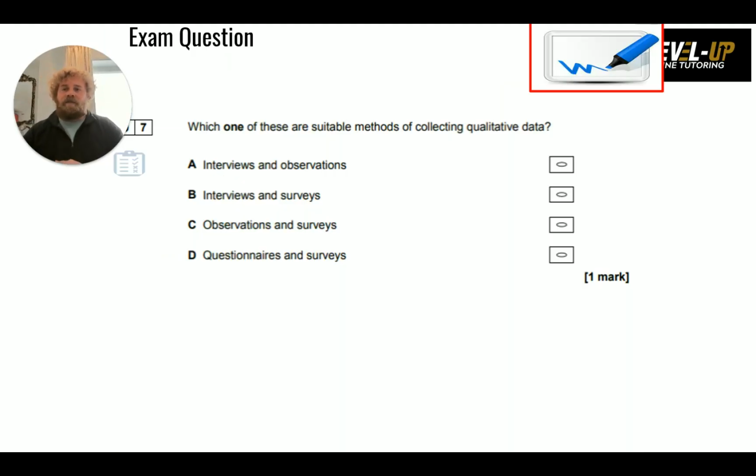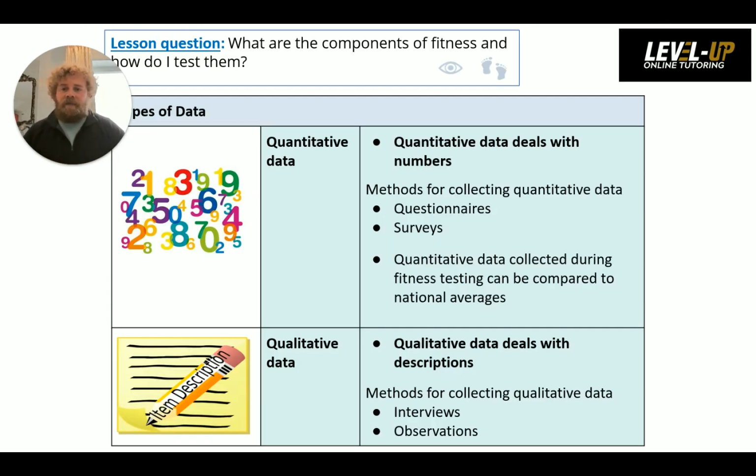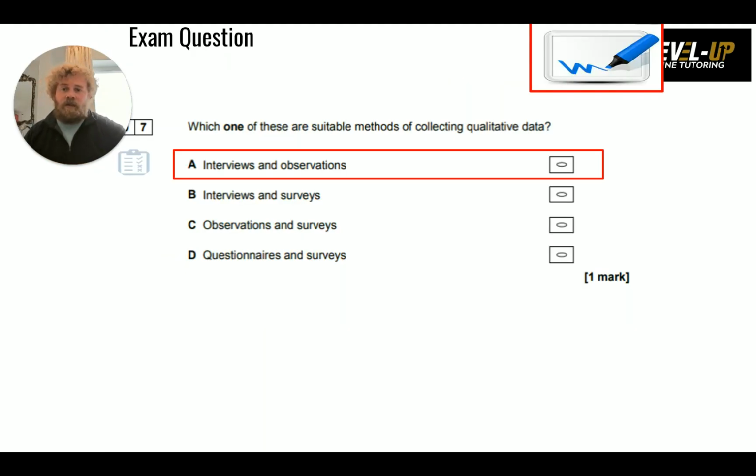So here is an exam question for you on collecting qualitative data. So we have interviews and observations, interviews and surveys, observations and surveys, or questionnaires and surveys. So if we go back and have a look at what that data is, we would be looking at methods of collecting qualitative data, which includes interviews and observations. So our answer is going to be A, interviews and observations.